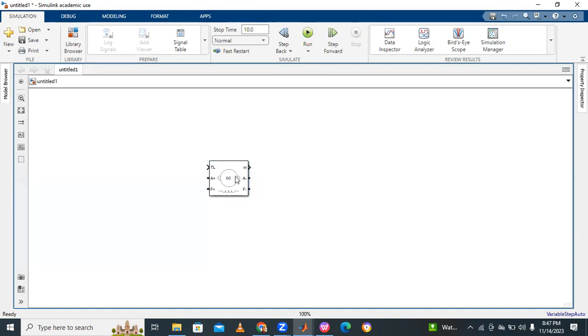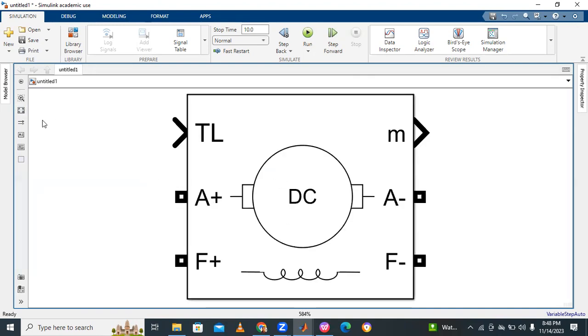So this machine has armature winding and field winding, and this is called load torque, and this is called bus selector. The bus selector has different types of components: load torque, speed, armature current, field current. Like this, we will get these elements from the M. M is called bus selector. So this is our separately excited DC machine. Armature winding, field windings, load torque, M bus selector. So we have to connect this terminal to the bus selector.